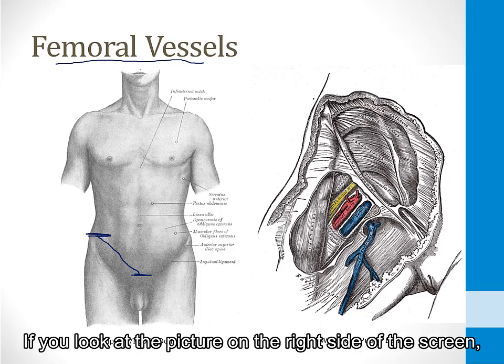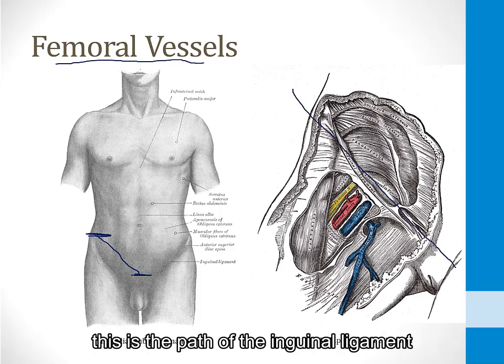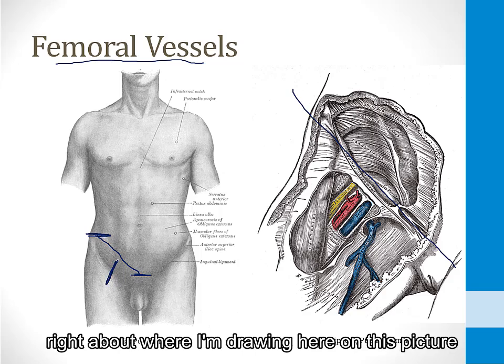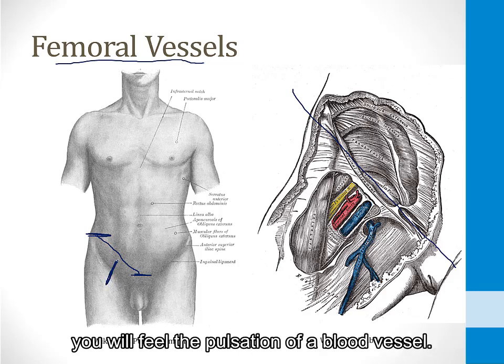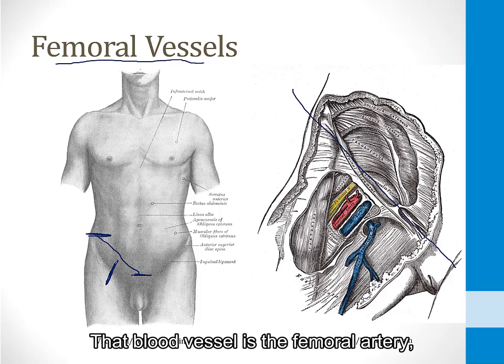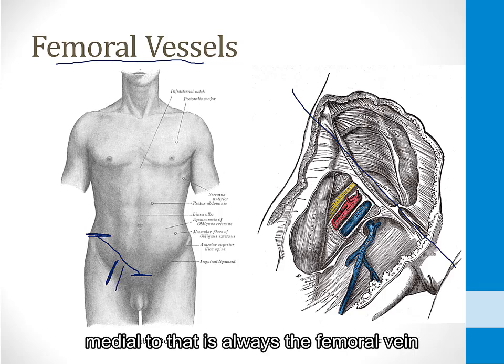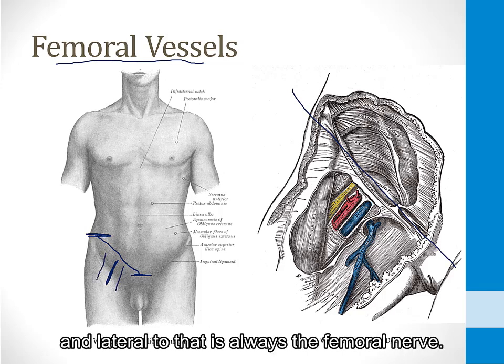If you look at the picture on the right side of the screen, this is the path of the inguinal ligament straight across the picture. Below the inguinal ligament, if you feel with your fingers right about where I'm drawing here on this picture, you will feel the pulsation of a blood vessel. That blood vessel is the femoral artery, and once you find the femoral artery by feeling for the pulsation, medial to that is always the femoral vein, and lateral to that is always the femoral nerve.